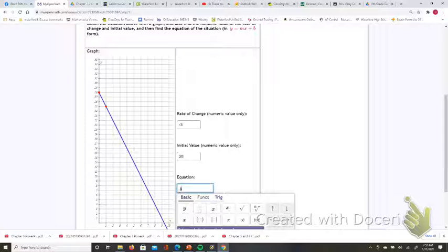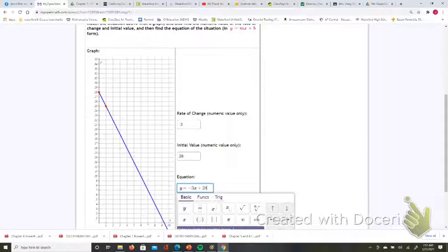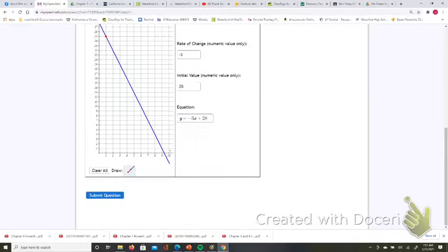Okay, now we have to type y equals mx plus b. Okay, which one is the m? Is it the -3 or the 28? The m is the -3 because that's the rate of change. So y equals -3x, and then the initial value is the b, plus 28. And we submit.